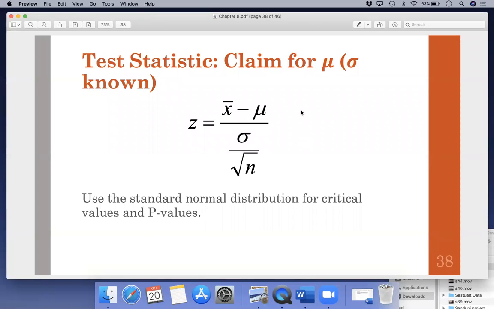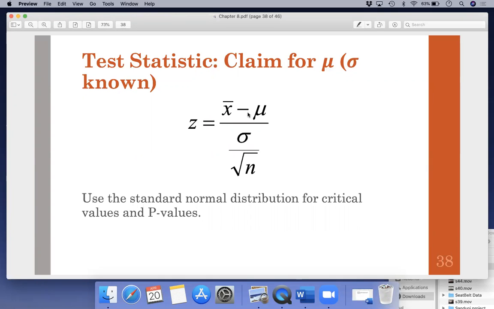In here we have two sections. The first thing is when sigma is known. If you know the population standard deviation, then you have to use this formula to claim for mu. Please remember, you cannot use this formula without knowing your sigma, that means population standard deviation. If you know it, use this formula to find the test statistic for claiming mu.